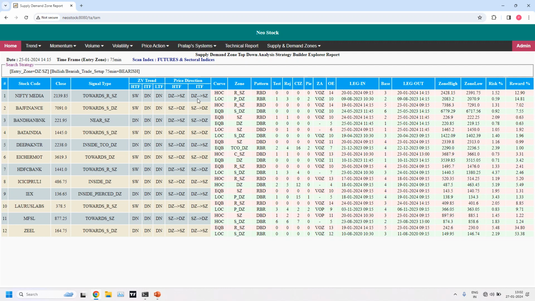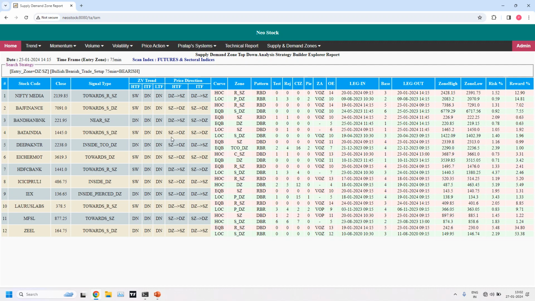Because sometimes you will be missing some important trades if you are focusing only on the current trade. The rule is like this: by the time price reaches your zone, what is the actual price direction? That is what you need to consider, not the current price direction. So that's why zone confluence is a very, very important concept.